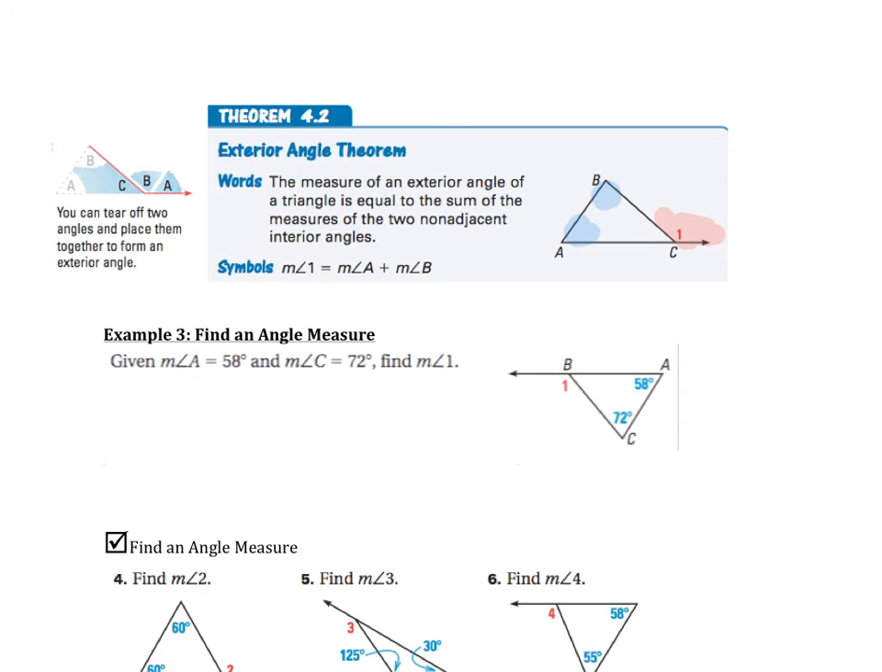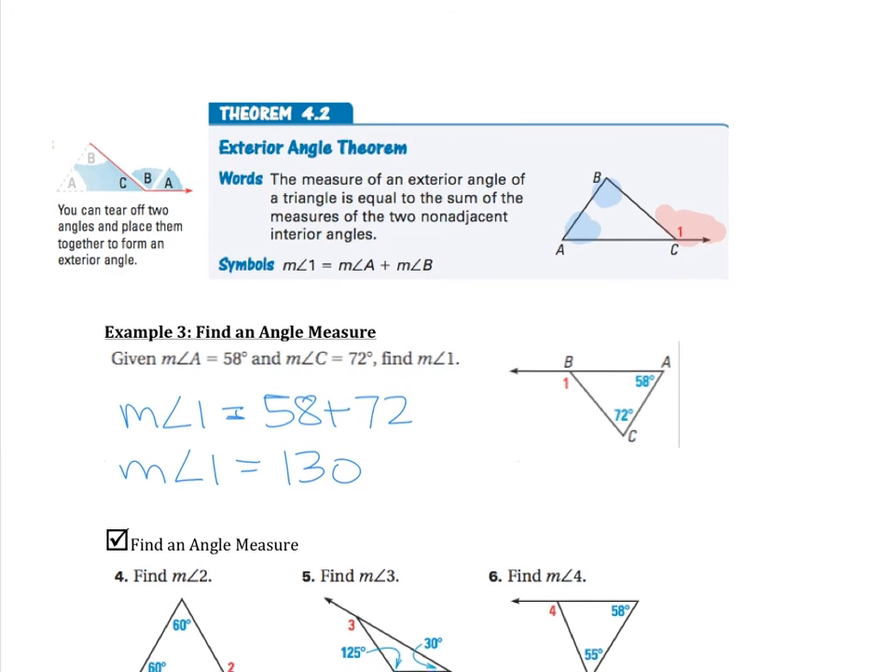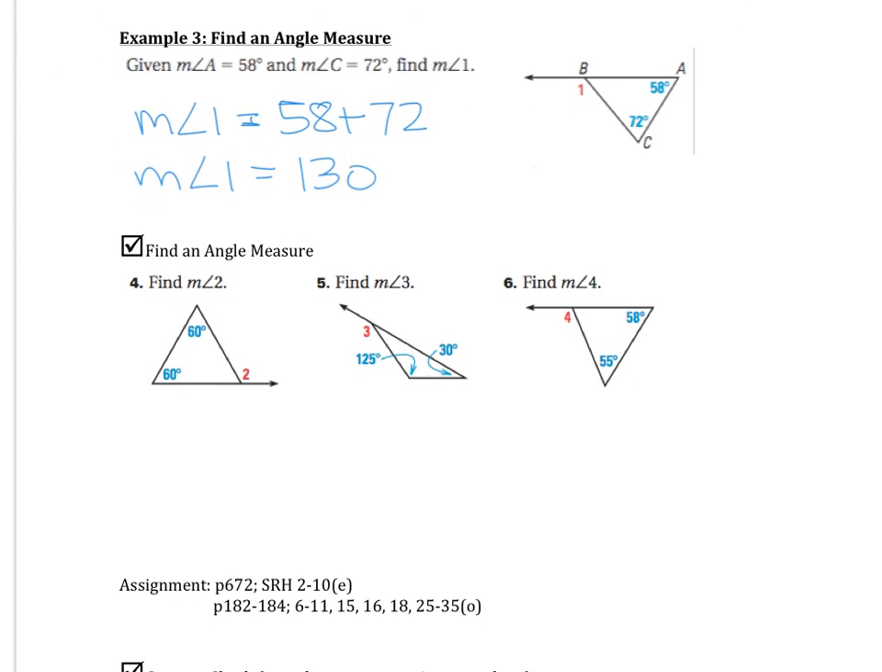So here's our example. I'm trying to find the exterior angle 1. And I have the two non-adjacent. Okay, so go ahead and try those three.